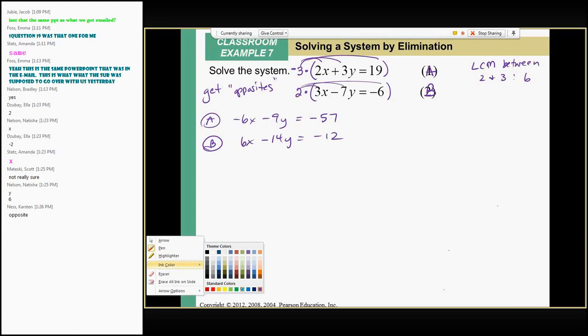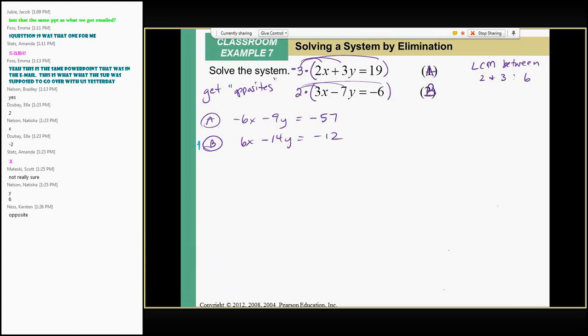Once I have the opposites, then I add. And the reason why I like the negative on the top, because when I'm adding, to me it's not confusing. I'm not confusing it with subtracting. So when I add, look at those will go away. And I have negative 23y is equal to negative 69. So what is y equal to? Positive 3.